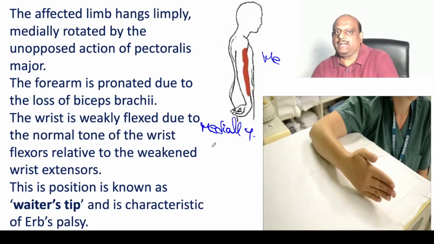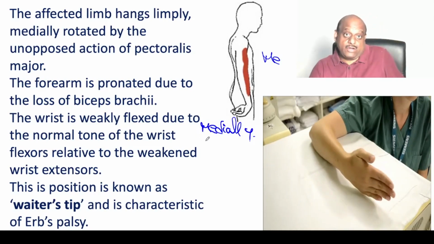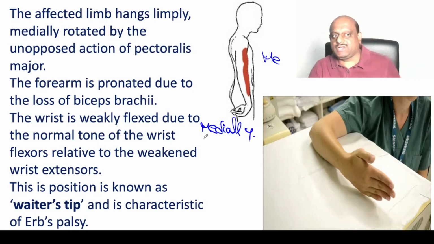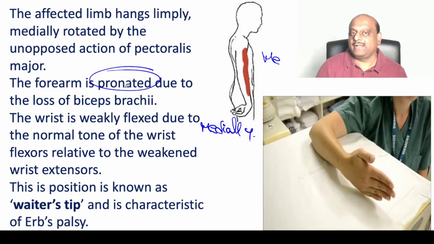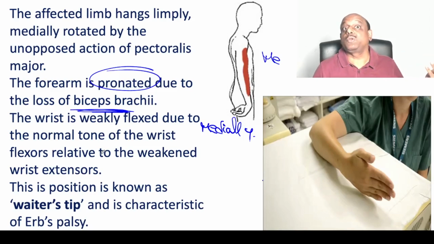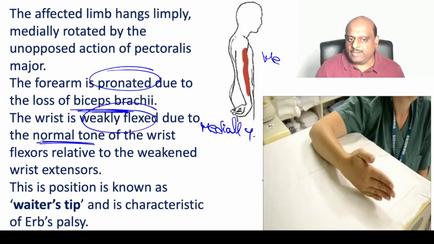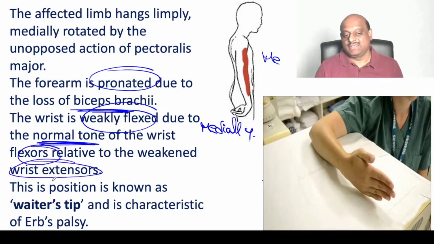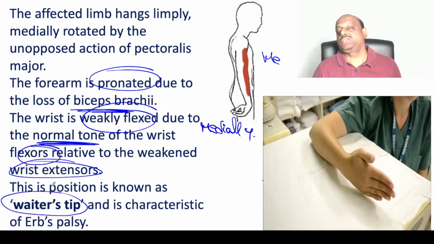Why medially rotated? Because the lateral rotators are paralyzed and there is the unopposed action of the pectoralis major, which is the medial rotator. And the forearm is pronated because normally biceps brachii is the supinator. And if the supinator is paralyzed, then there is an unopposed pronation. And the wrist is weakly flexed because of the normal tone of the wrist flexors. And there is a weakening of the wrist extensors. So that gives the waiter's tip position in Erb's palsy.